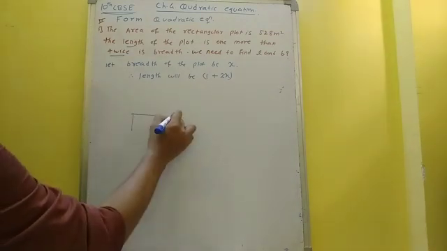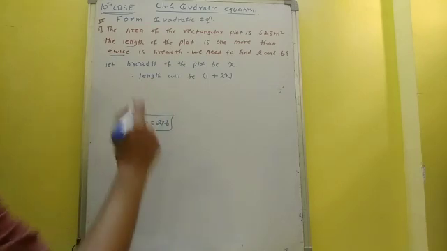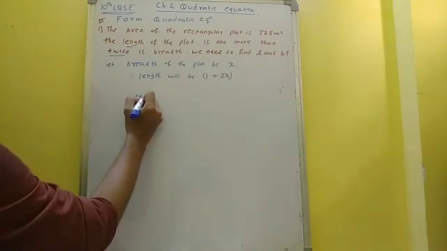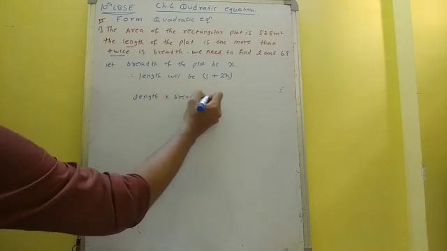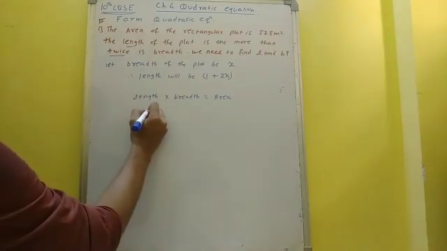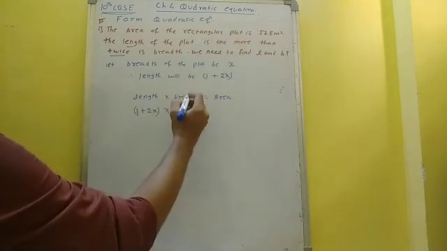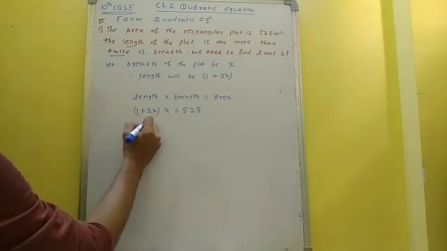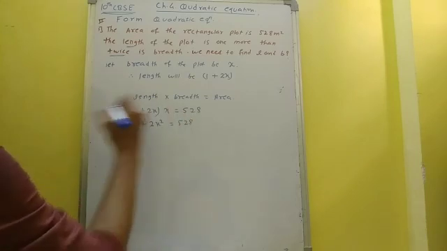And we know that if it is a rectangle, area is equal to what? Area is equal to length into breadth. Okay? We'll write over here length into breadth is equal to area. Okay? Length is equal to 1 plus 2x. Breadth is equal to x. And area is given, it is 528. When I will open the bracket, x into 1 is x, x into 2x is 2x square and 528. This is the area given.